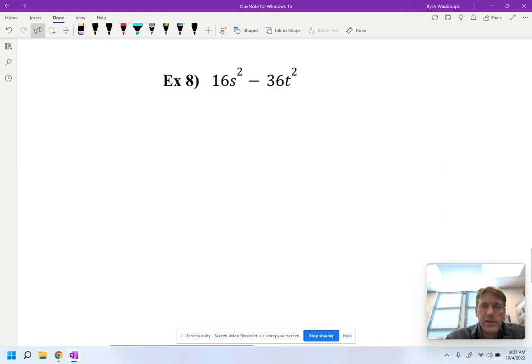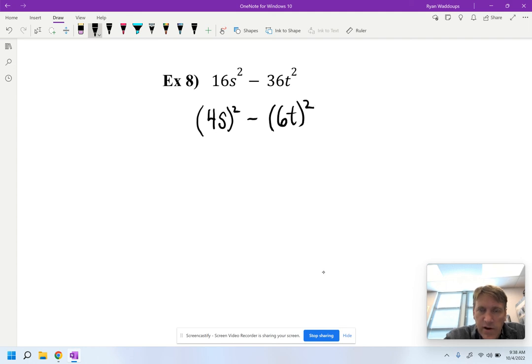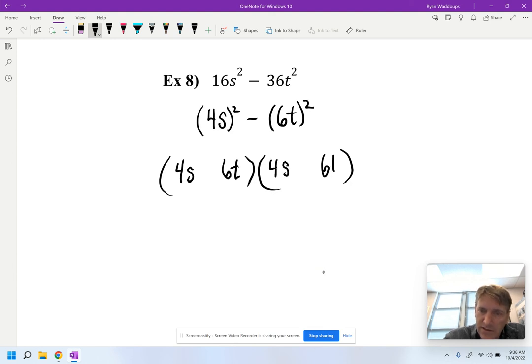All right, in example 8, I've got a difference of squares that I can recognize as being 4s squared minus 6t squared. And then I can rewrite my two pairs of factors of 4s and a 6t, 4s and a 6t, and one of them is plus, and the other one is minus.